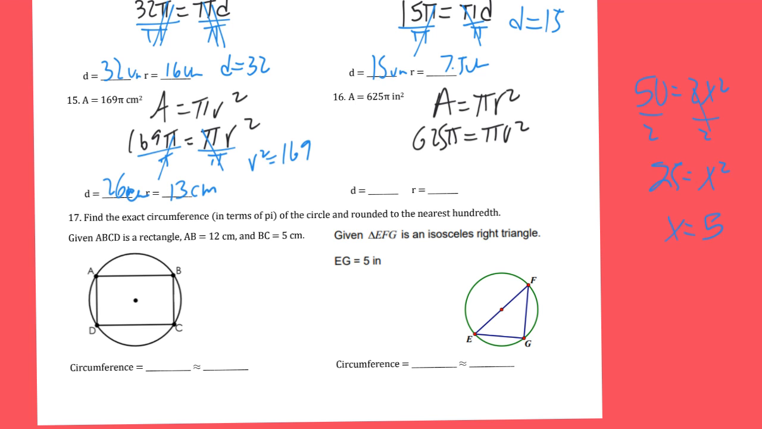Okay, about that bus. So area equals pi r squared. So if the area is 625 pi, and we want to find the radius, well, let's isolate the radius. Divide both sides by pi, and you get 625 equals radius squared.